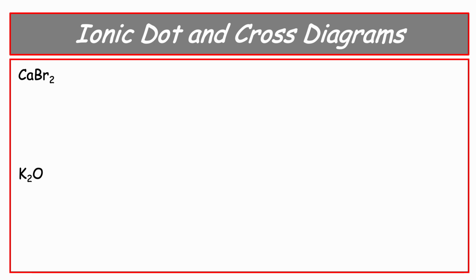As another recap, pause the video and have a go at drawing dot and cross diagrams for the following ionic compounds. So this time you're going to have to do it for more than 1 atom per compound. Remember, you can just use the outer shells only.